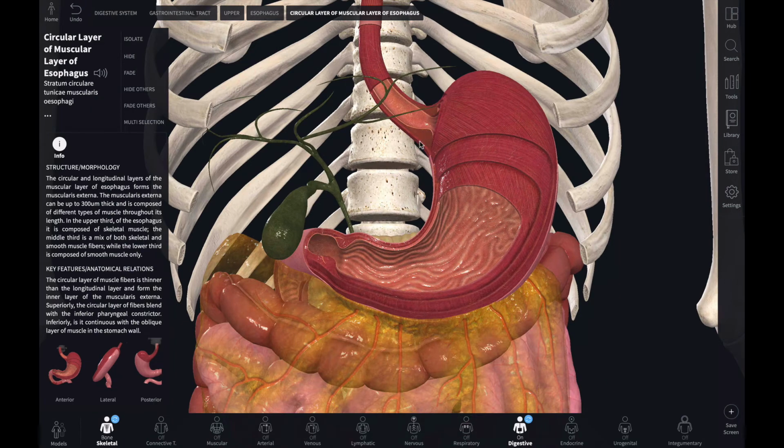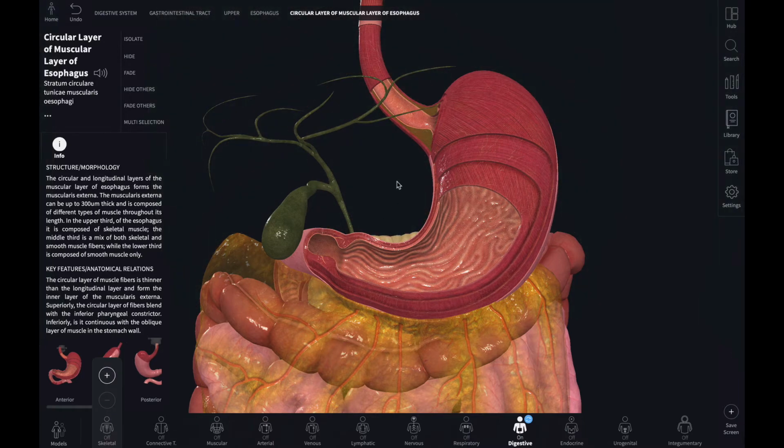You see, this curvature is called the lesser curvature, and this curvature is called the greater curvature. If you look at the layers of the stomach, you have the mucus layer.